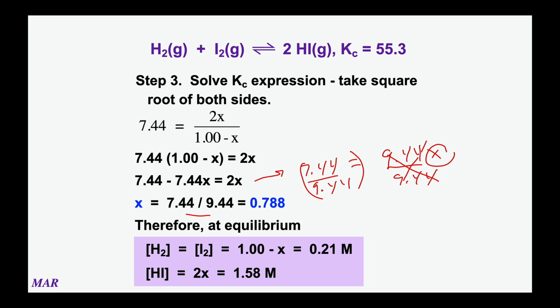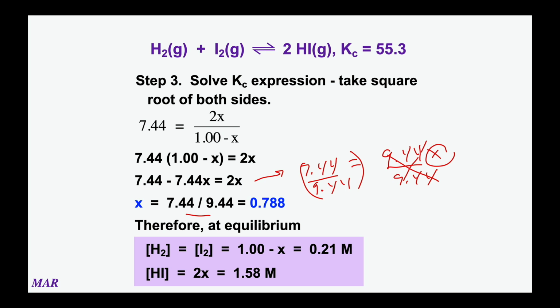So back to the equilibrium parts of the ICE table, the H2 and the I2 were both 1 minus x. So 1 minus 0.788, we get 0.21 moles per liter. And HI was equal to 2x. So 2 times 0.788 is 1.58 moles per liter.